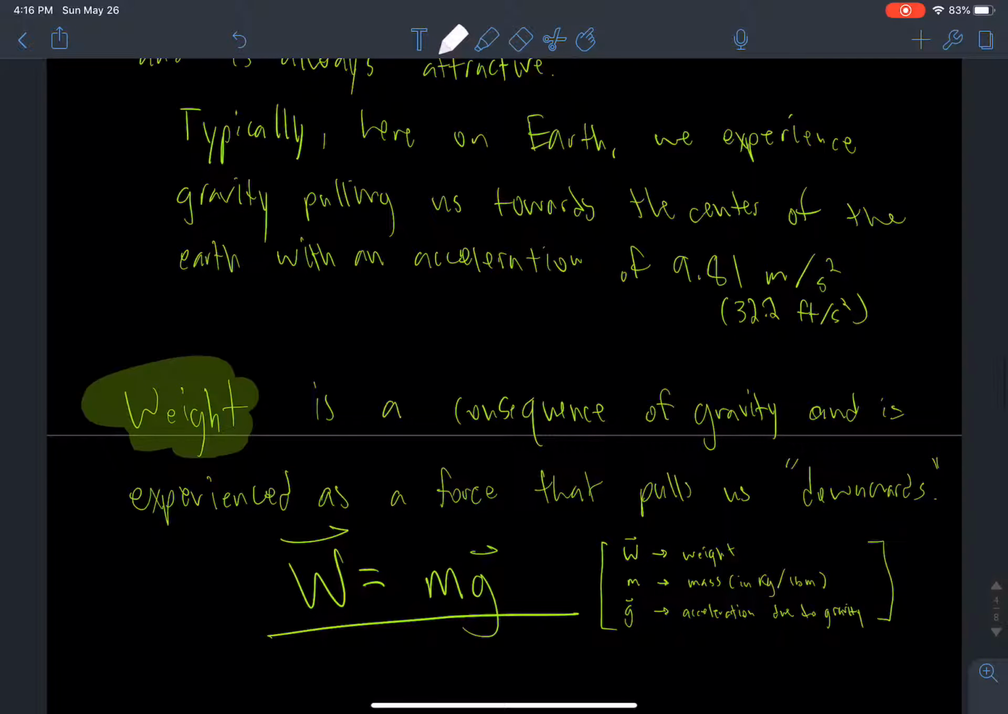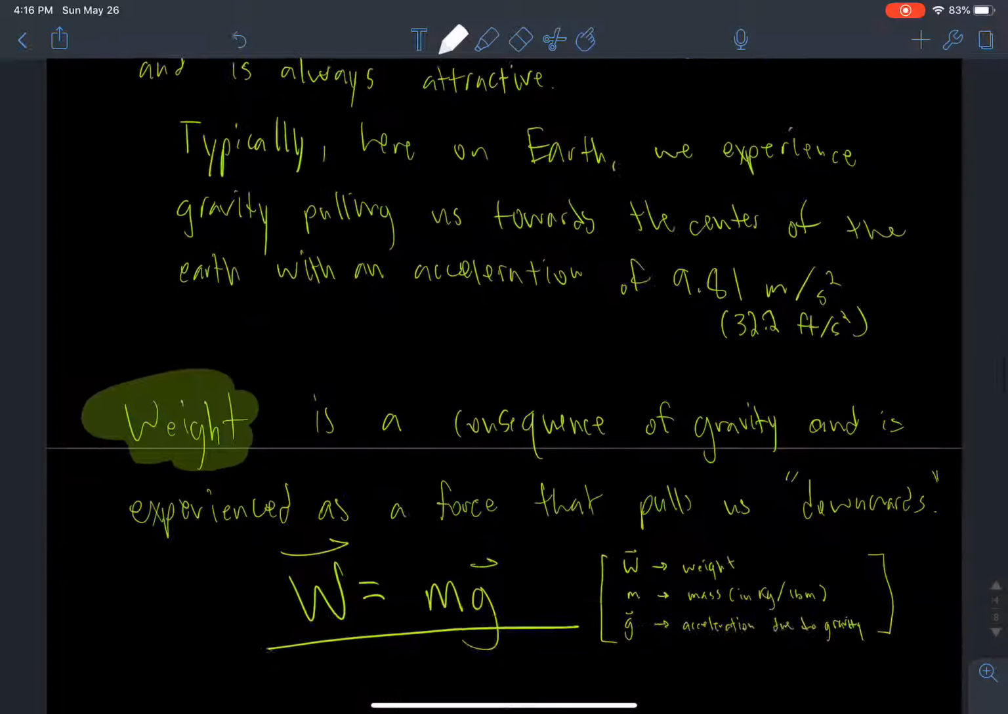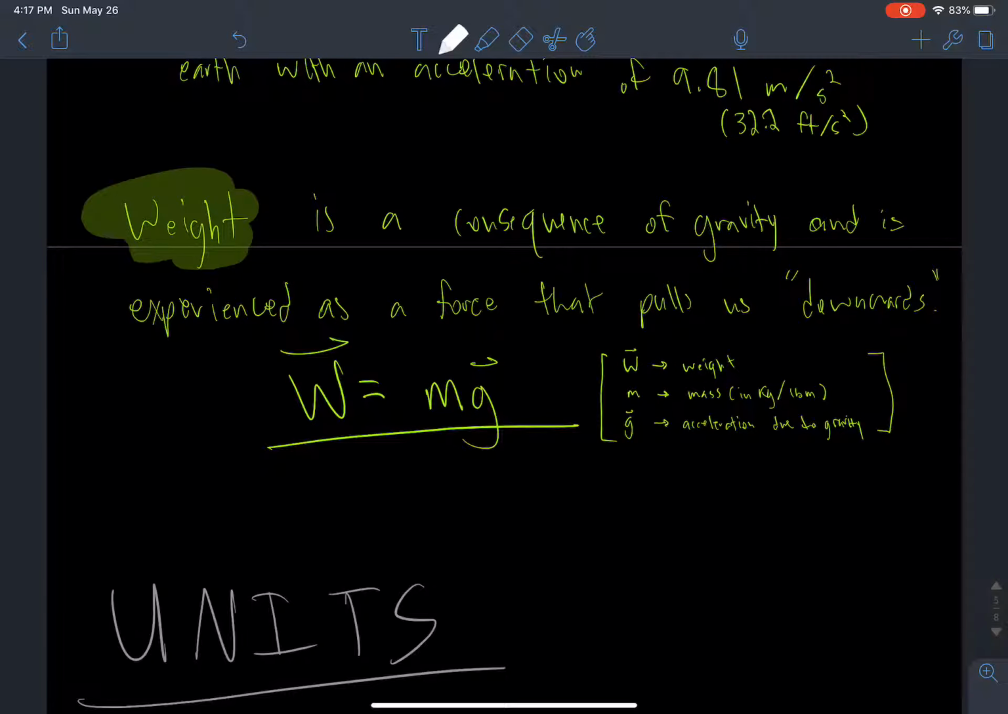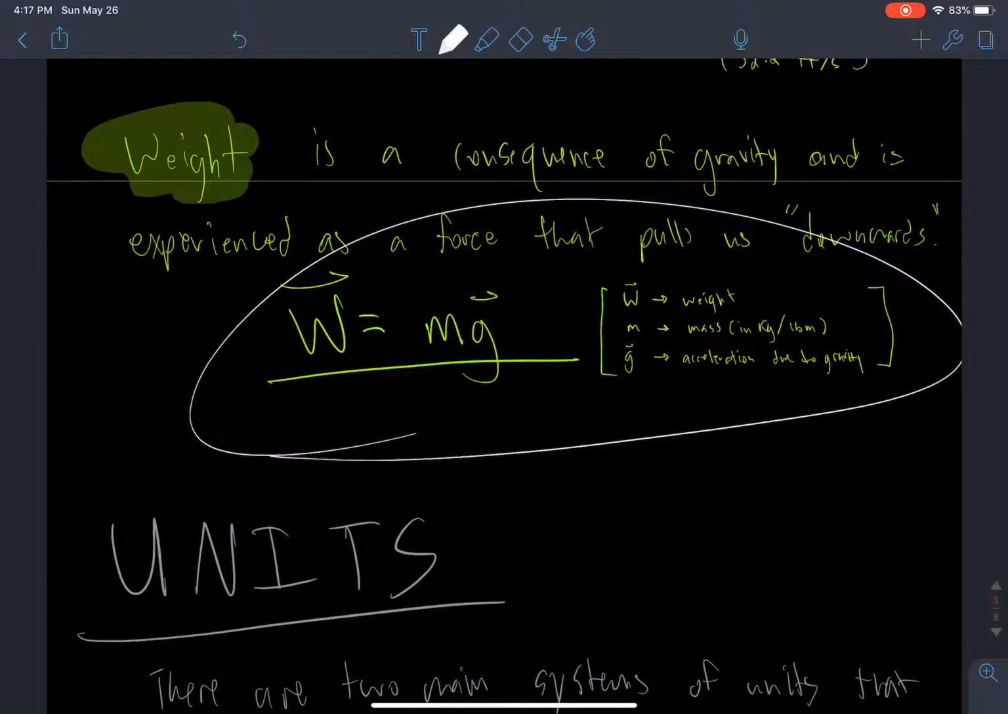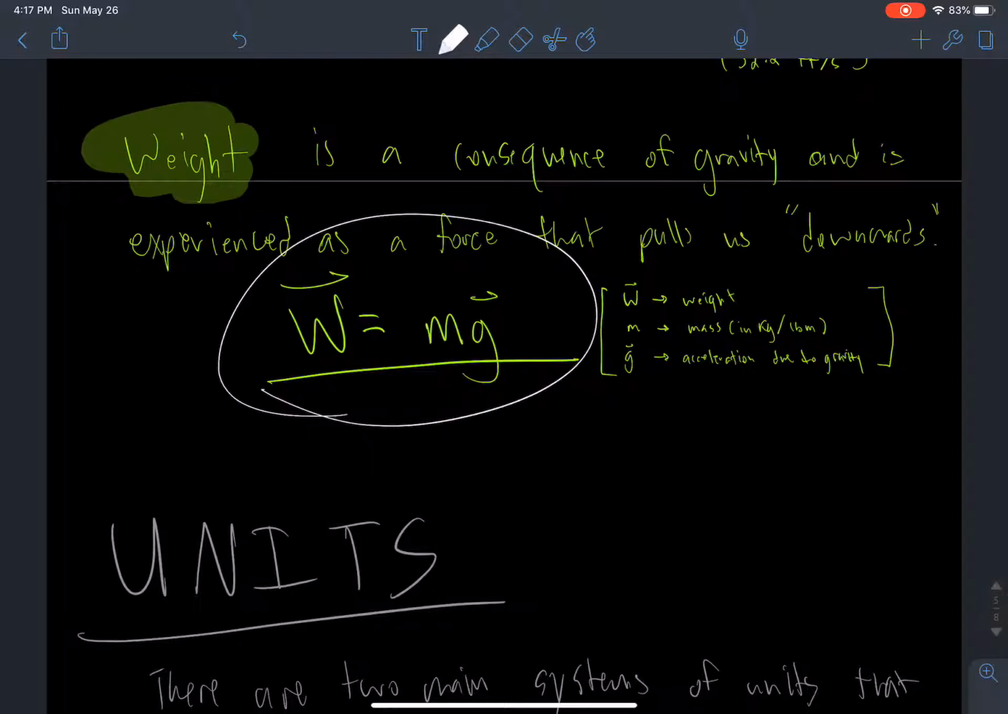Here on Earth, we experience gravity as pulling us downwards with an acceleration of 9.81 meters per second squared, or in traditional U.S. customary units, 32.2 feet per second squared. And as a result of gravity, we have weight, and we experience it as a force that pulls us downwards towards the Earth. And right here, we have a way to figure out your weight based off of your mass and the acceleration due to gravity.